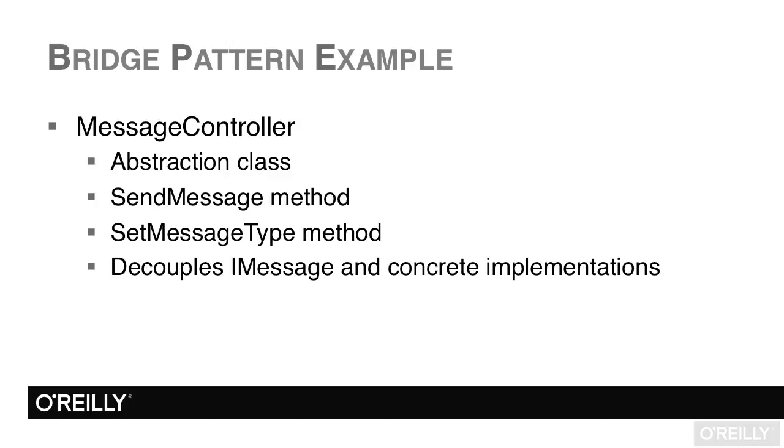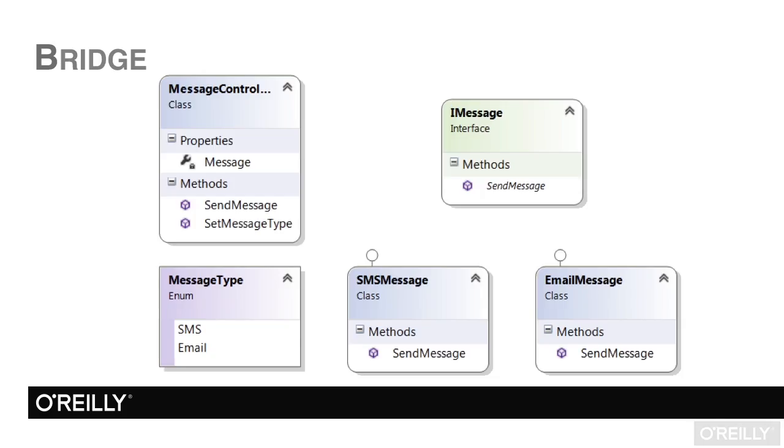Then we have a message controller class. And this is going to be an abstraction class, and it'll have that send message and set message type method. And it will decouple the iMessage and the concrete implementations from the rest of the application. So this is what's going to sit in between those two. So you can think of this as the actual bridge class, although the entire pattern is the relationship between all of these classes. So a picture hopefully covers 1,000 words.